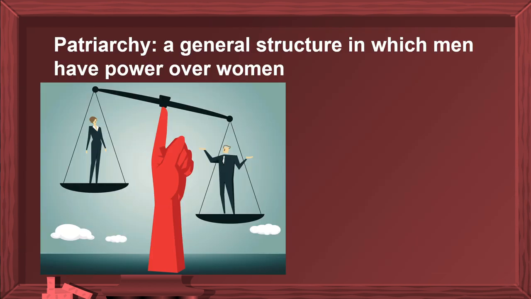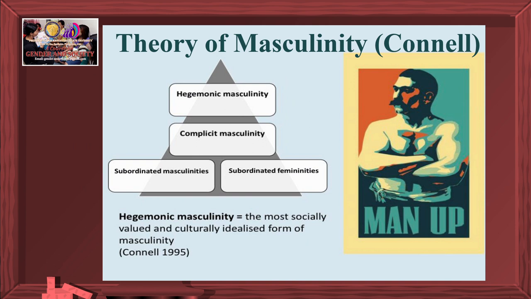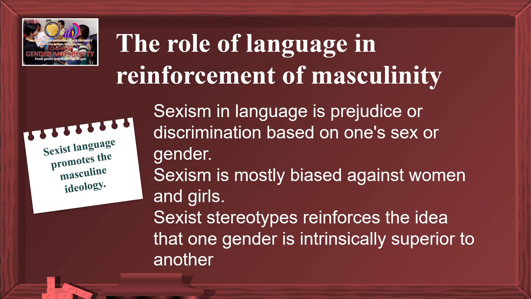You've learned about the word patriarchy. Patriarchy is a general structure in which men have more power over women. So here we discuss in passing the theory of masculinity by Connell. According to him, there are four types of masculinity: hegemonic, complicit, and subordinated masculinities. So there are these four types of masculinities. Hegemonic masculinity is the most popular one, and refers to the most socially valued. So language is inherently connected to the reinforcement of masculinity in society.